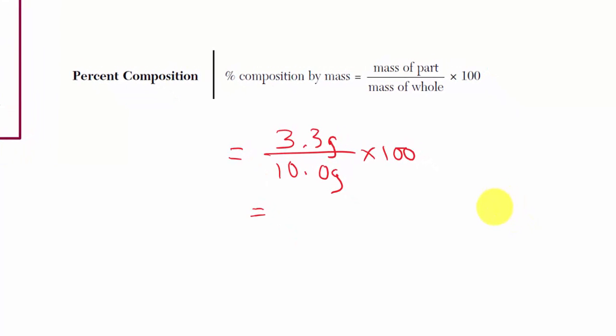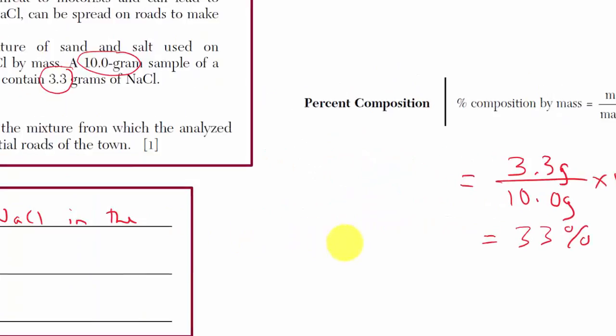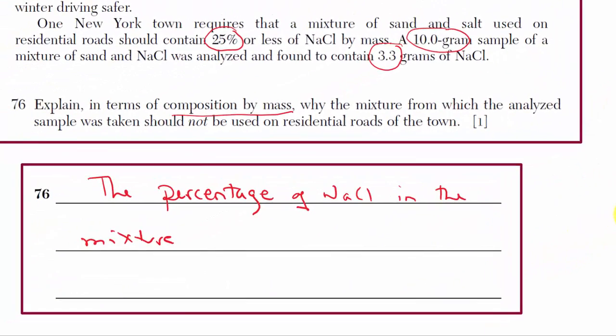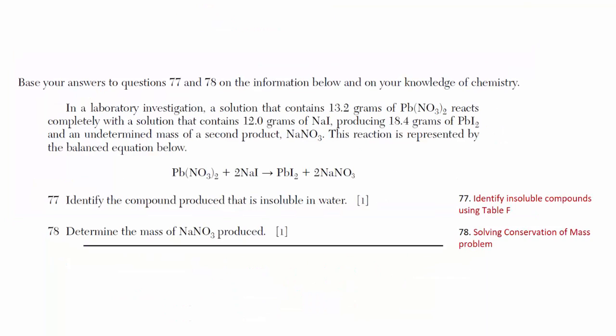So from table T, the percent composition is calculated as mass of part divided by mass of whole times 100. So 3.3 grams out of 10 grams times 100, that's 33%. Clearly this number is greater than 25%, so we're going to write our answer as the percentage of sodium chloride in the mixture is greater than 25%. Now you can put more detail in there if you want. You could actually say that the percentage is 33% and that exceeds the rule, or you can just leave it at this.